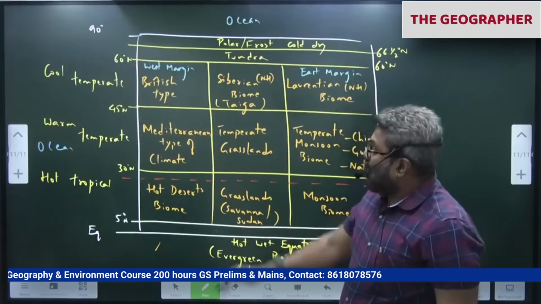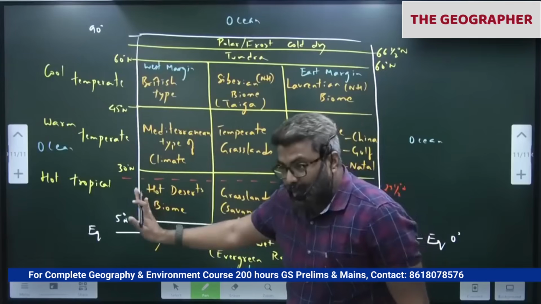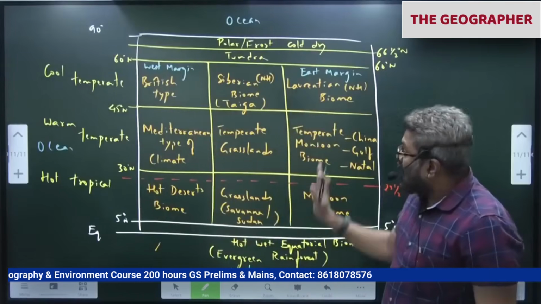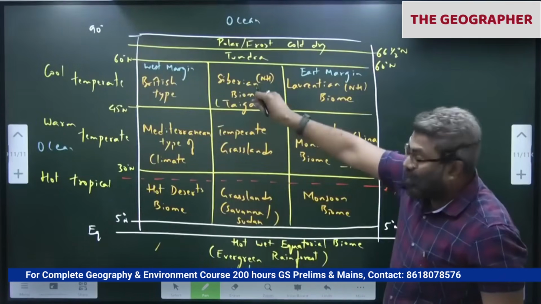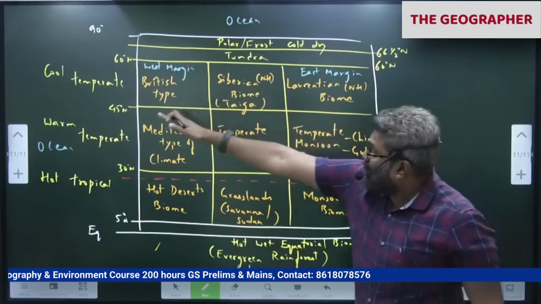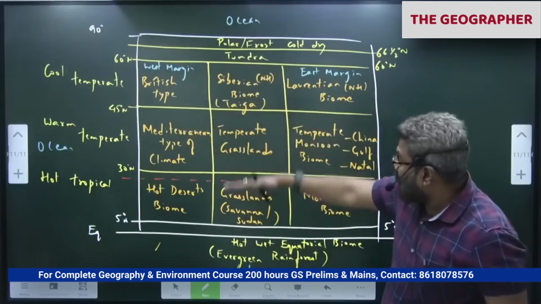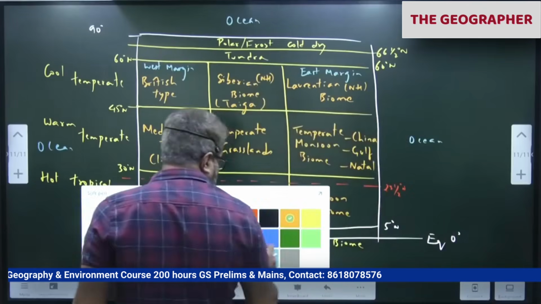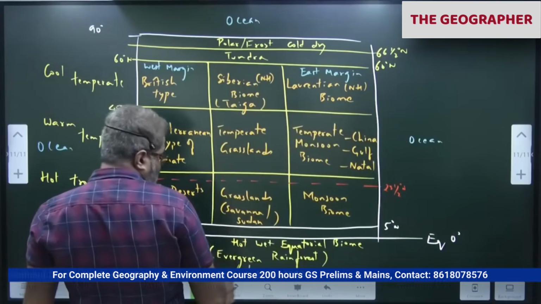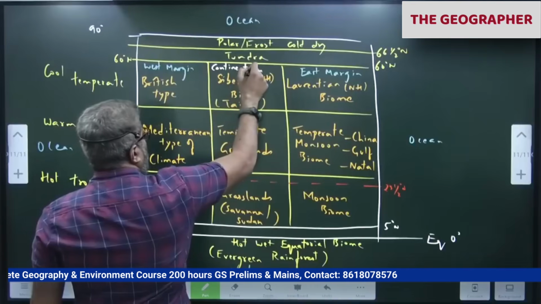See this. This side is west margin type. This is called east margin type. Notice these are away from the coast. They are called continental climate. These three are called continental climates.